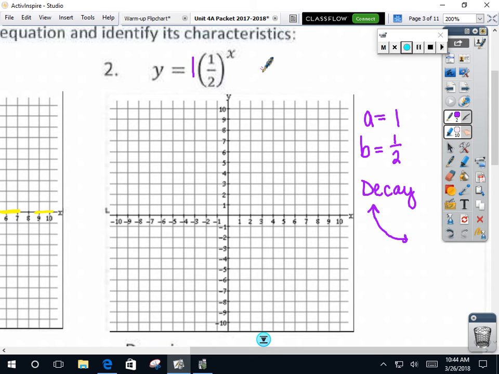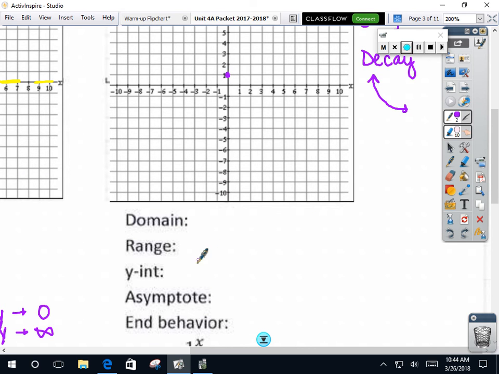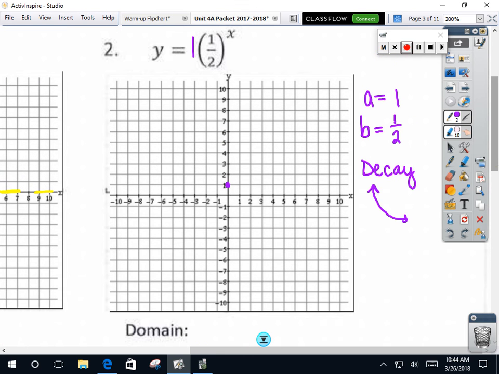Now, if the a value is 1 and you haven't added or subtracted anything in the k places, what's the y-intercept? 1. Your a value is your y-intercept, but it will get shifted when we start putting stuff in the k's. So the y-intercept is 0, 1. How do we find the rest of the points for this?